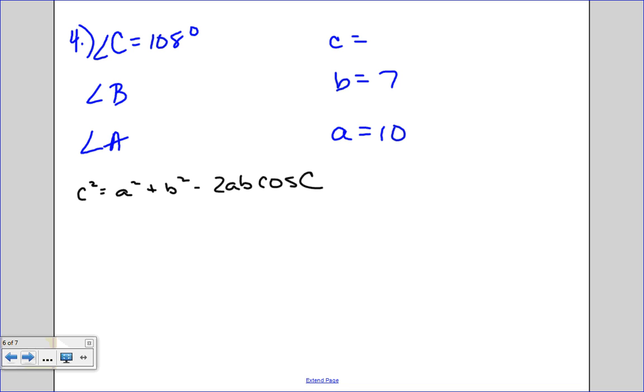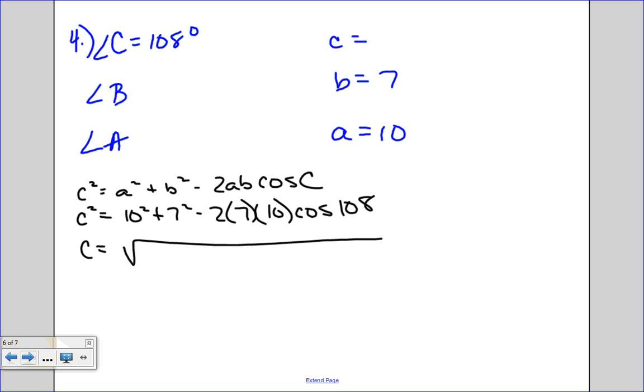So I plug in. 6 squared is going to be equal to 10 squared plus 7 squared minus 2 times 7 times 10 times the cosine of 108. But what is C? How do I find this? I'm solving for C, but I have C squared right now. I need to take the square root. So I have the square root of 10 squared plus 7 squared minus 2 times 7 times 10 times the cosine of 108.